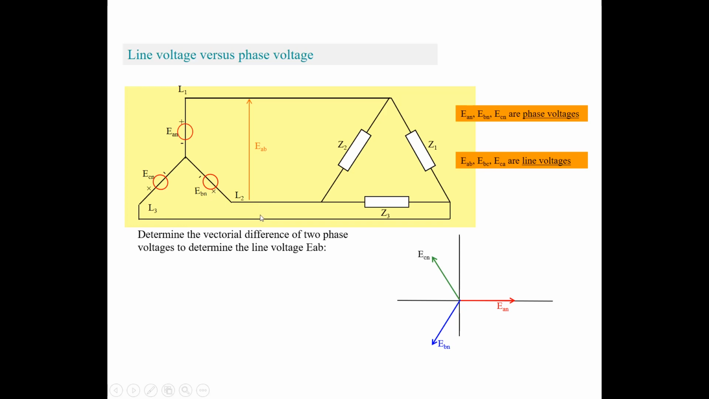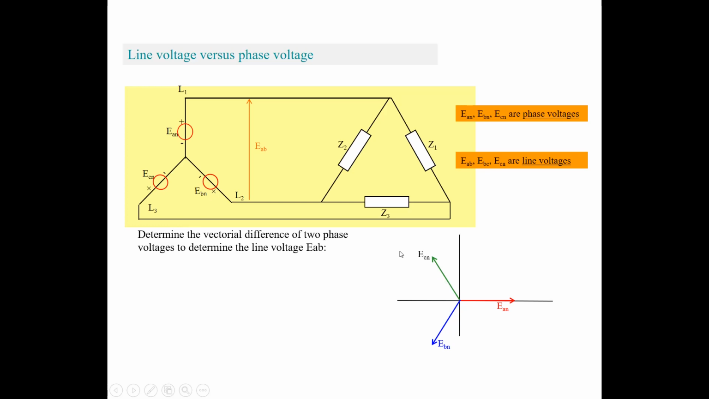So what we can do now is determine the vectorial difference of two phase voltages to determine the line voltage, for instance voltage EAB. So what we are going to do is define the voltages as phase vectors in this phase diagram. EAN is put on the horizontal axis, the phase voltage EBN lags the voltage EAN by 120 degrees, and ECN lags EBN also by 120 degrees.